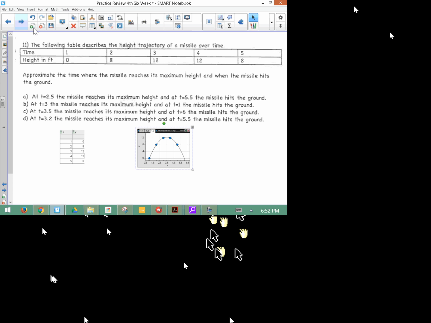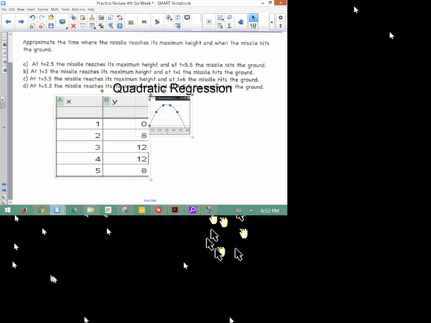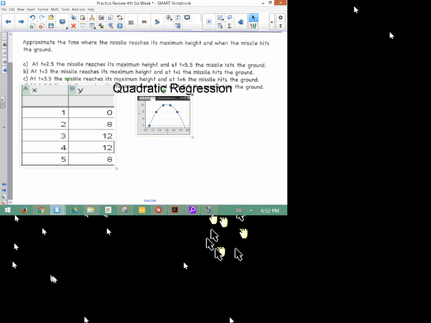All right. Look at number 11. Let me show you how to do this one. This one is much easier shown. First thing you need to do is go to Lists and Spreadsheets. Put that in the calculator. Then you're going to do something called a quadratic regression. That's what we're going to do. So we're going to put our list in the calculator like this. Then we're going to do a regression so that we get a curve like this. And all we have to do is examine that curve.